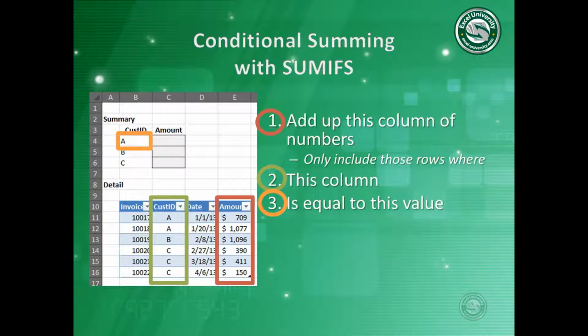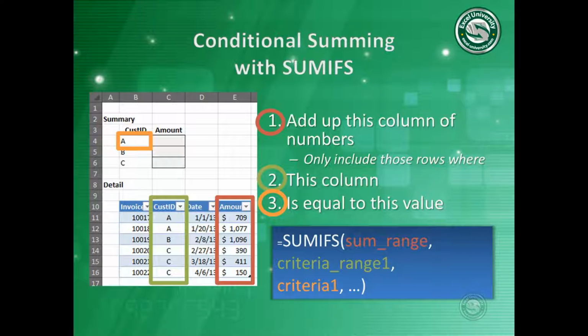The first argument is the column of numbers to add, the sum range. Next, the arguments come in pairs, the criteria range and the criteria value. Up to 127 pairs are supported. So add up this column, only include those rows where this is equal to this. Think you got it?